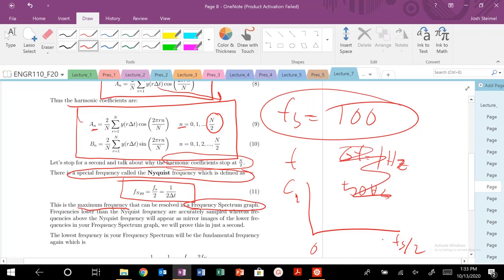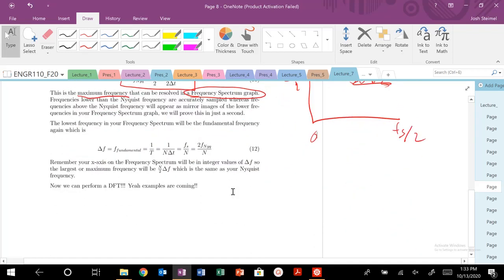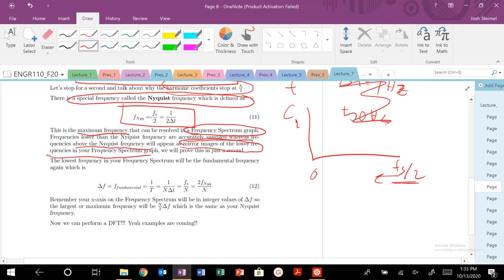We're going to prove in a second that the reason is these are the only frequencies accurately sampled: frequencies at our Nyquist frequency and below. So we're not going to have signal aliasing and these other issues. But frequencies above the Nyquist frequency will appear as mirror images of our lower frequencies in our frequency spectrum graph. We're going to prove that and show it quantitatively once we do our first example for discrete Fourier transforms. But just trust me for now, that is how our frequency spectrum graph is going to look. And we'll show that in just a second.